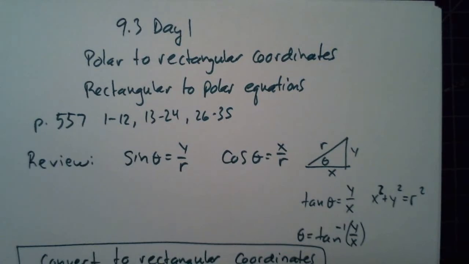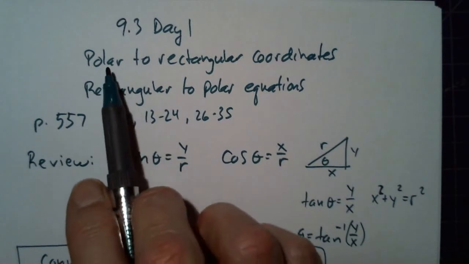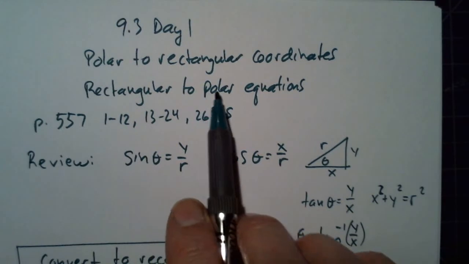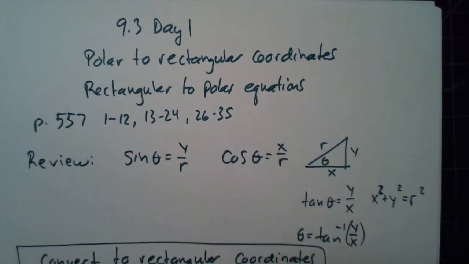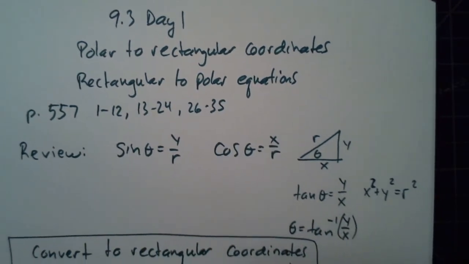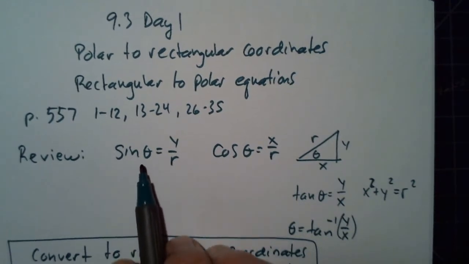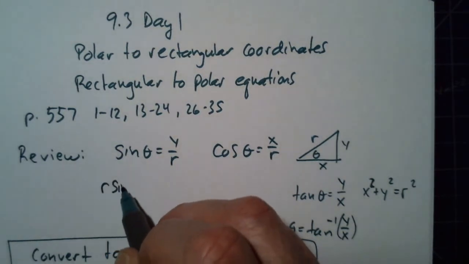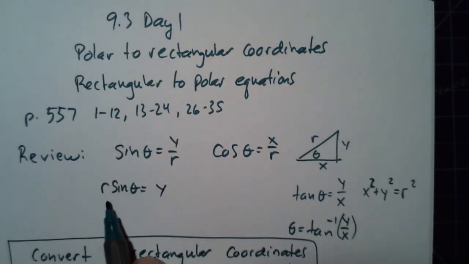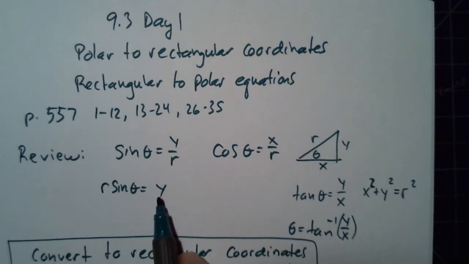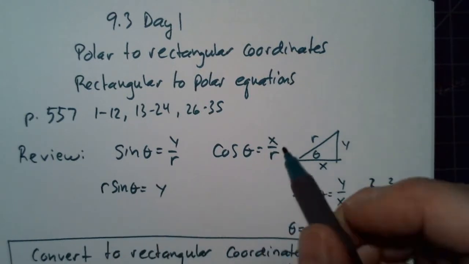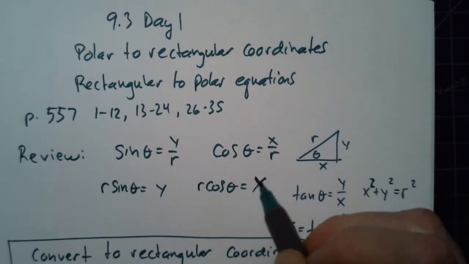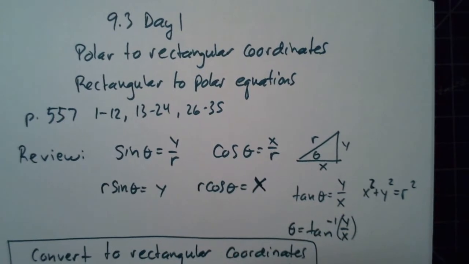Alright, in this lesson we are going to convert polar to rectangular coordinates, and then we'll also convert rectangular to polar equations. And we need to review that sine theta is y over r, and that means that r sine theta equals y. And there's a conversion that goes from polar to rectangular. Here we have r cosine theta is x. X equals r cosine theta.